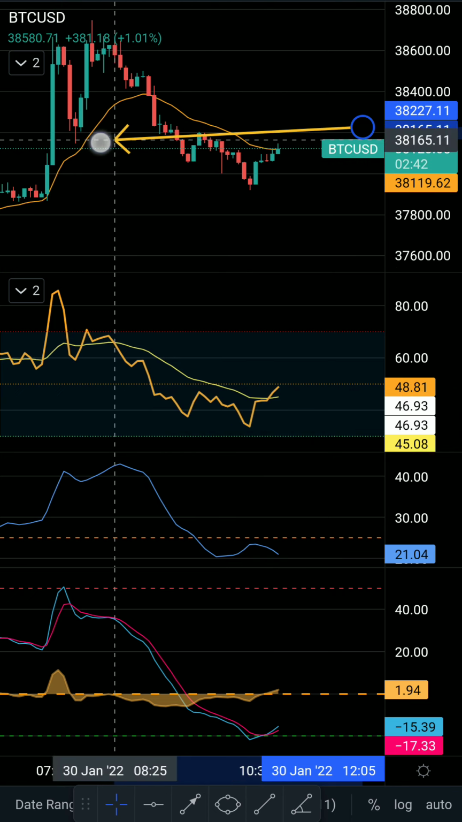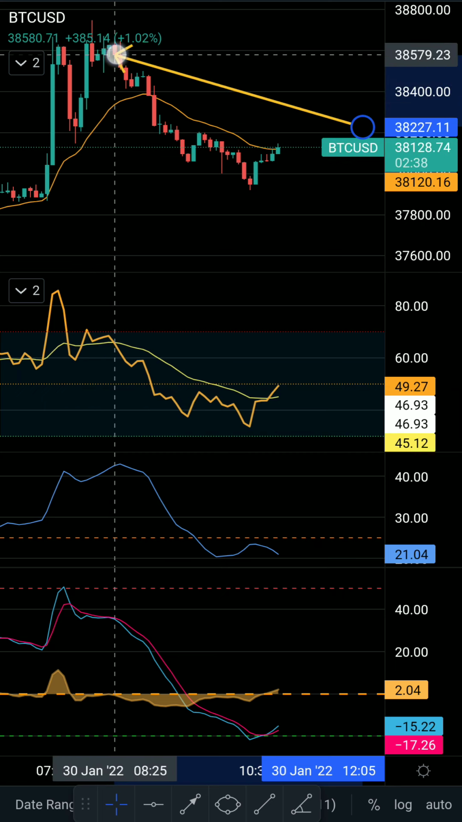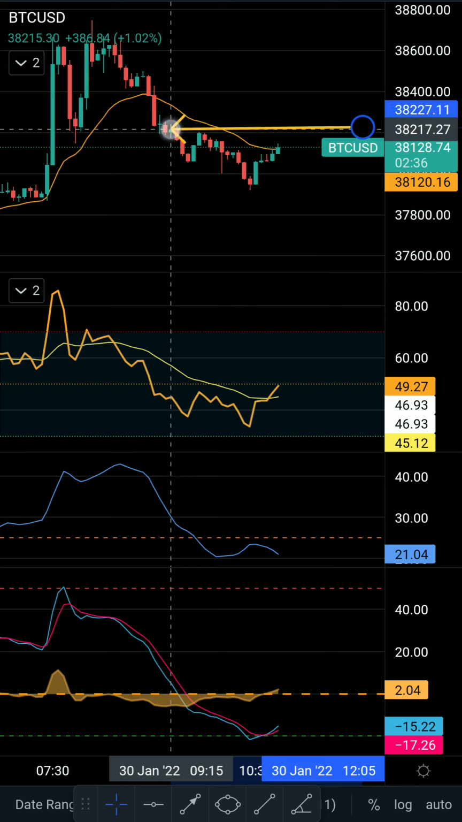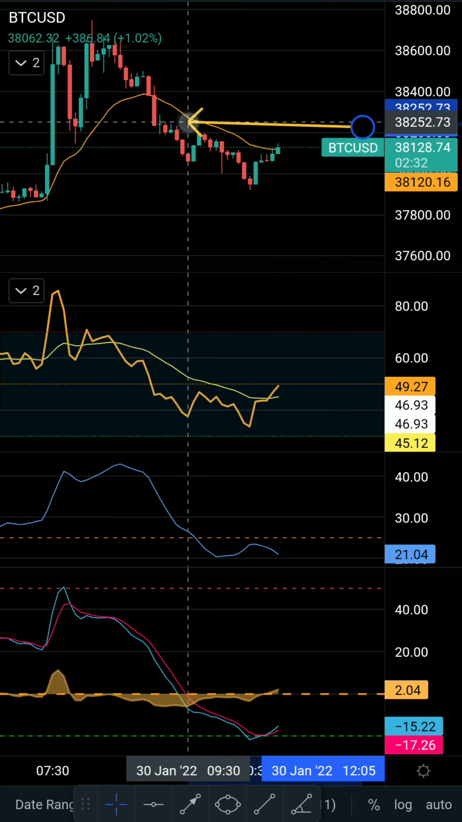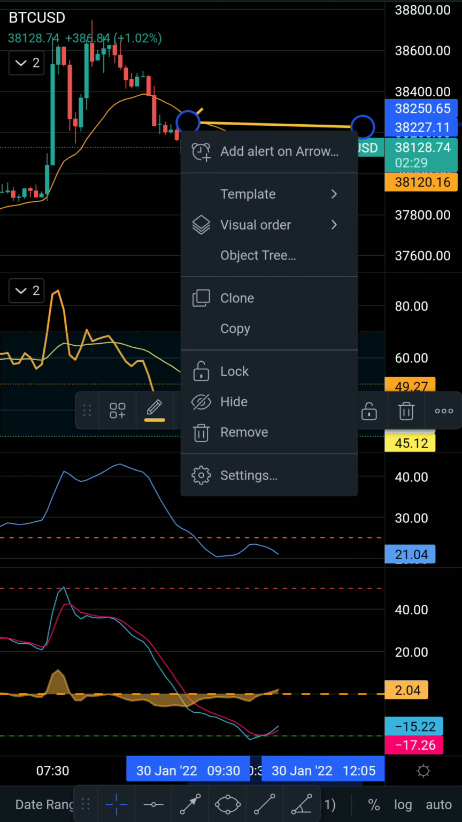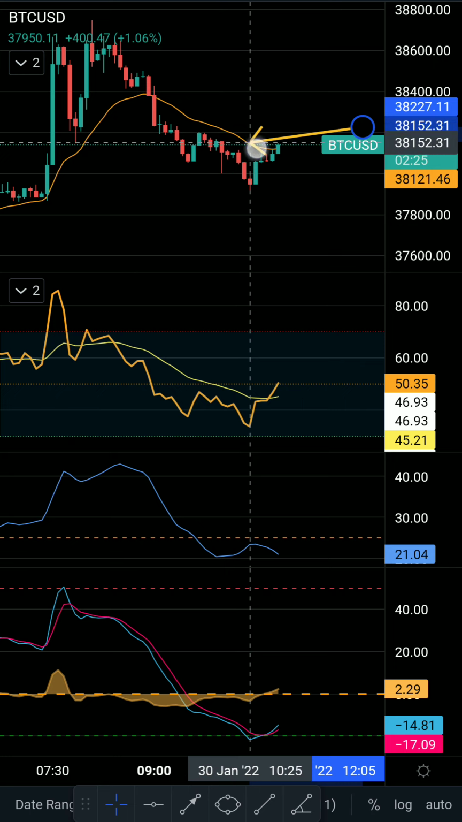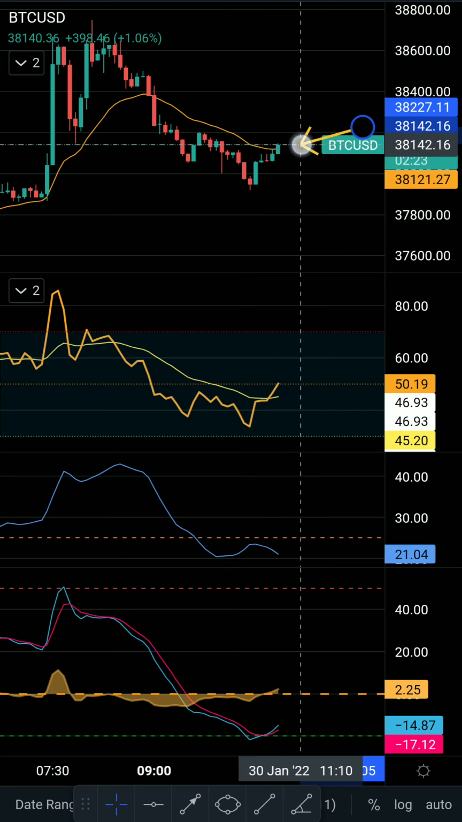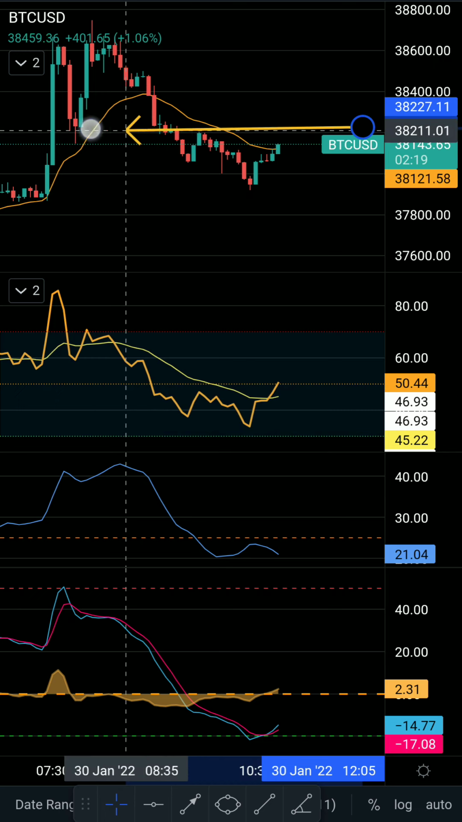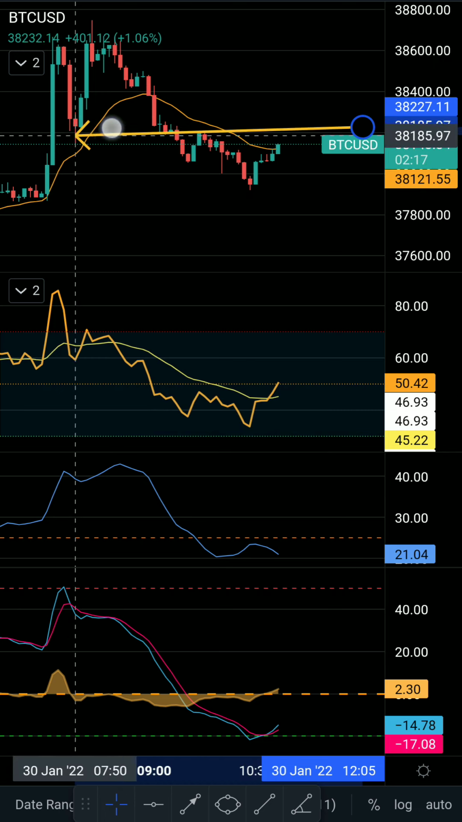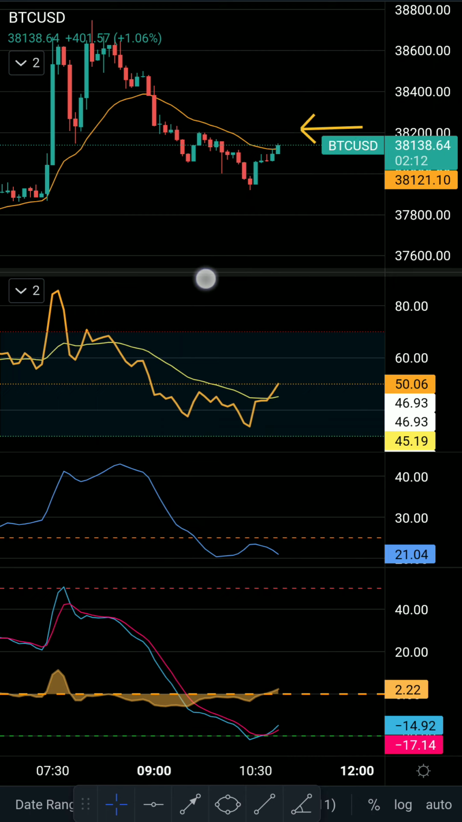because here's a point that it bounced off, made it all the way up to here. When it came back down, it tried to bounce off it again, couldn't do it, fell through it, hit this point here and started falling. So we would expect this line to act as some sort of resistance again, so we would expect this to come back up here. So we're just waiting for these triggers.